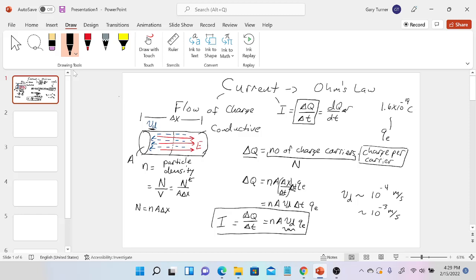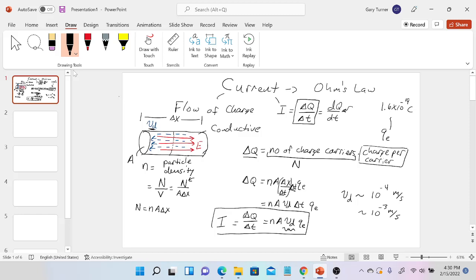Now, you can have currents that have drift speeds faster than that. For example, lightning will be faster than that. But inside materials like copper, nickel, etc., these are typical values at which the electrons move.